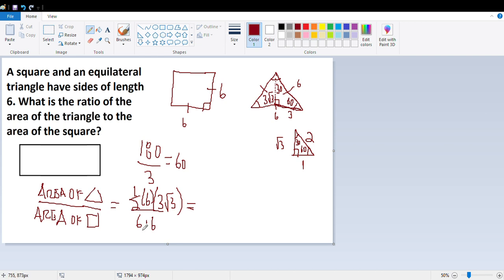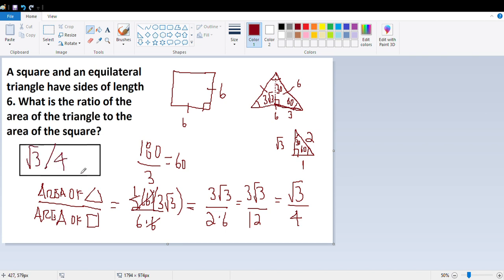And now here, solving this ratio, we can start simplifying. Since there's a 6 up here and a 6 down here, we can cancel it. We have now, this 1/2 really becomes 2 times 6 in the bottom. And in the top, we're left with 3 radical 3. 6 times 2 is 12. We have 3 radical 3 in the top. And then this 3 and this 12 cancel to 1 and 4. And we have radical 3 over 4. And that's the ratio, the area of the triangle divided by the area of the square. And our answer is going to be radical 3 over 4. And that's the solution to this question.